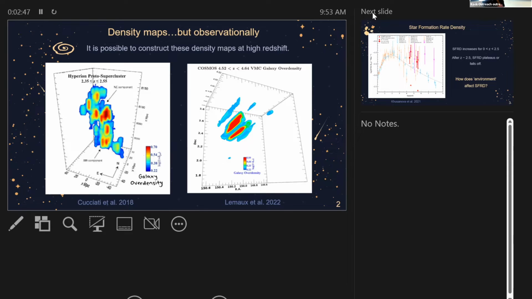So today I want to talk about the star formation activity that is happening inside this protocluster, as well as the galaxies that are around it.